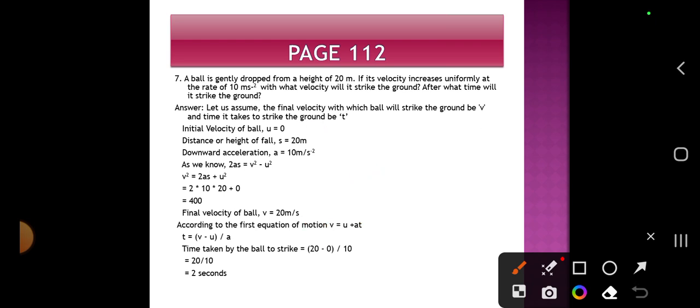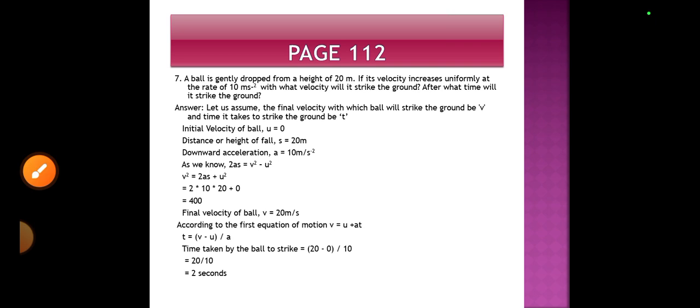Now after that, what do we have to find? The time. So the first equation of motion we have is v is equal to u plus at. So t is equal to v minus u upon a, and what will we get? We'll get 2 seconds. After what time will it strike the ground? That is 2 seconds. Next question.